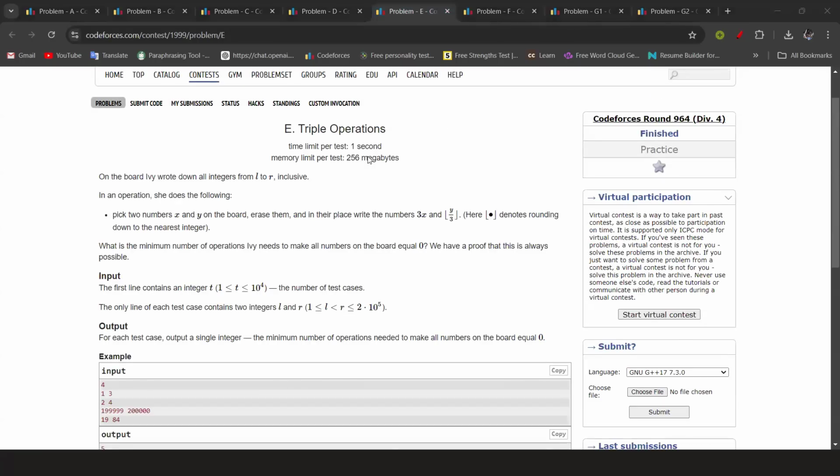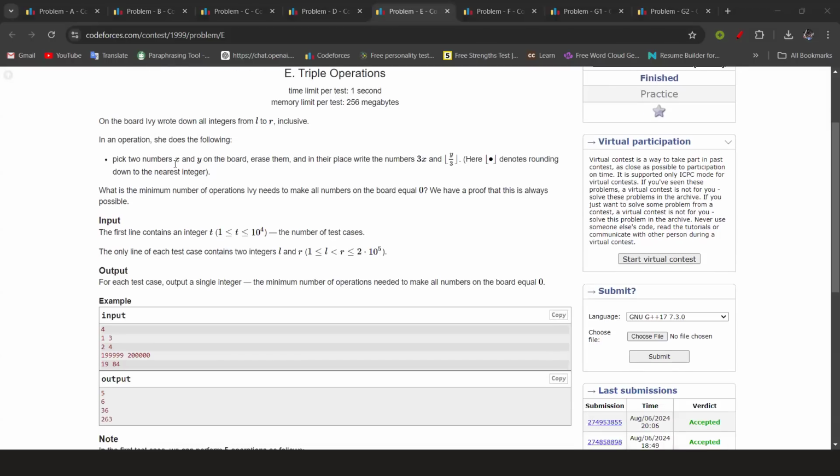Okay, so here what we have on the board, Ivy wrote down all integers from L to R inclusive. In an operation, she does the following. Pick two numbers X and Y on the board, erase them, and in their place write the numbers 3X and floor of Y by 3, where this denotes rounding down. What is the minimum number of operations Ivy needs to make all numbers on the board equal to 0? And we have a proof that we can always do this.